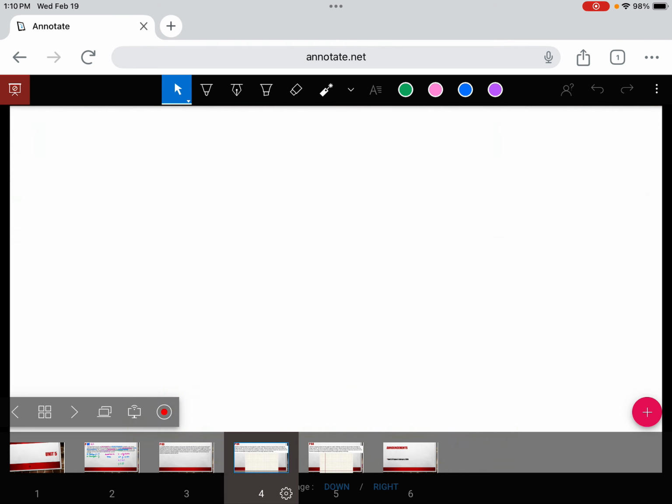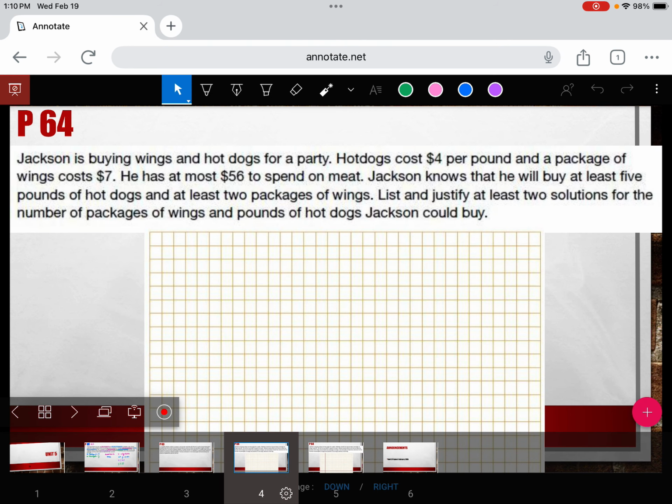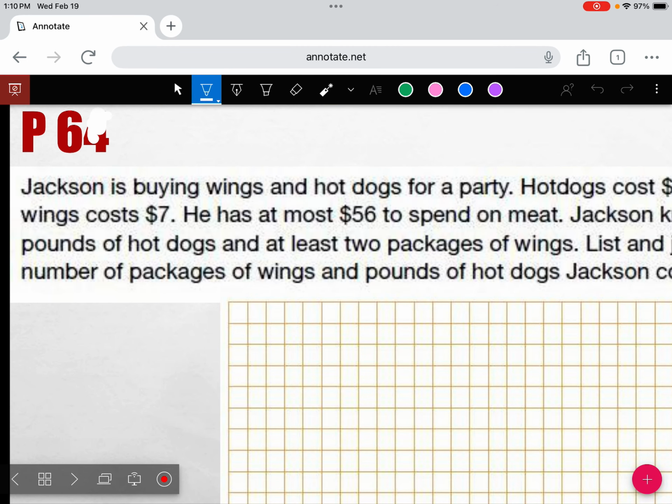So we're going to look at Jackson's Party. It's a very similar vibe. It's the next page. So I believe that makes it page 63. Just because that last one said 63, so I was assuming this one was also off by a page number. This is literally the last problem in the book for this chapter. Oh snap, look at that.